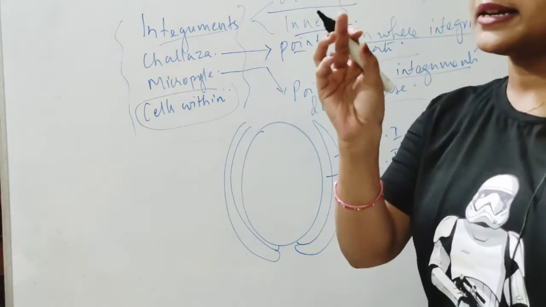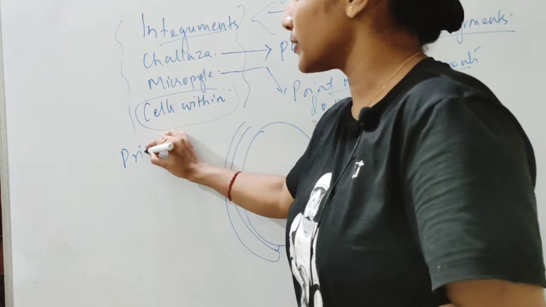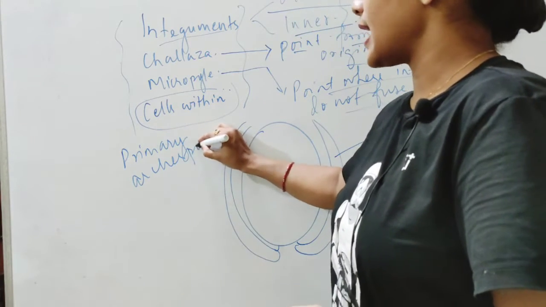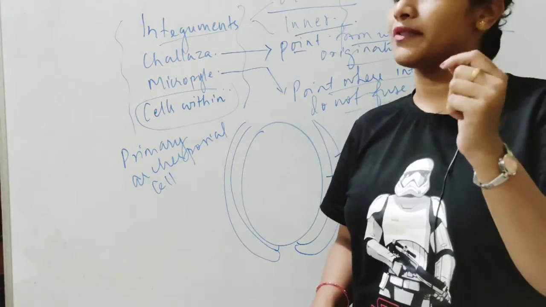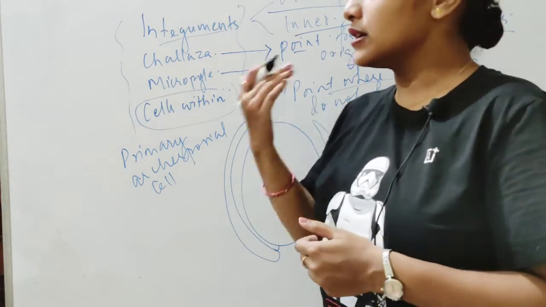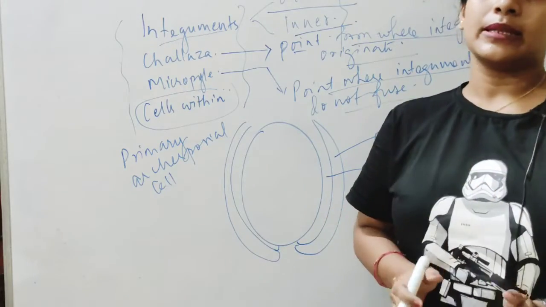Now inside this, when we talk about the cells, they develop from one major, most important cell, the primary archesporial cell. I think this word is not new to you if you have gone through the video of androecium structure. The primary archesporial cell undergoes further divisions to give you the megaspore mother cell.